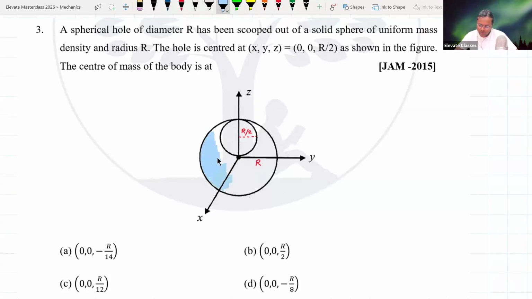Yes, please try. So you had a sphere, and from that sphere, a smaller sphere was taken out. So the original sphere has a radius of r, and the sphere that is taken out has a radius of r/2 or diameter of r. So what is going to be the final center of mass of this final configuration? Please check and give me the answer. Try.